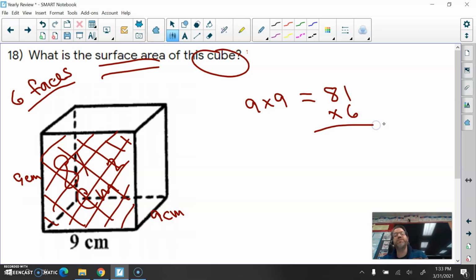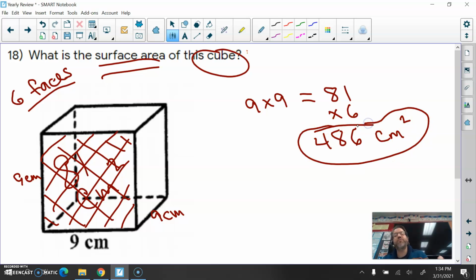So if you just take 81 times 6 now, you're going to end up having the total surface area of this cube. Isn't this one nice? Because all 6 faces are identical. 6 times 1 is 6. 6 times 8 is 48. We get 486. Area is always square units, so we have square centimeters here. 486 square centimeters. And we're done. That's all there was to it.